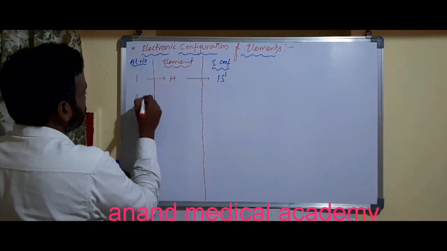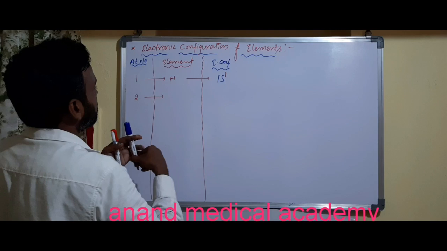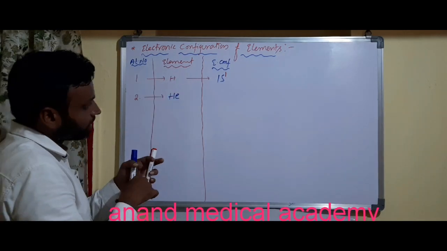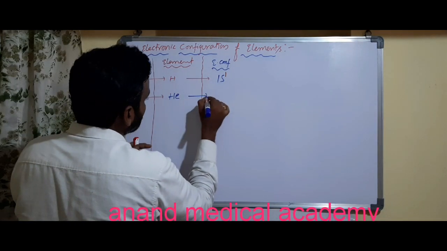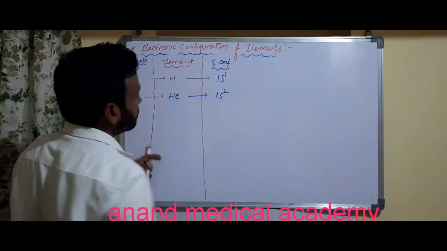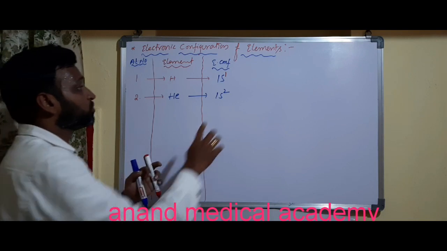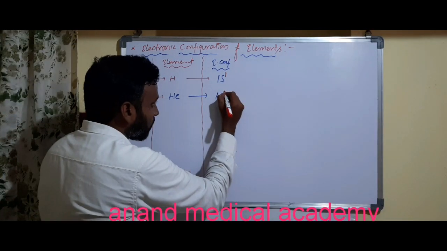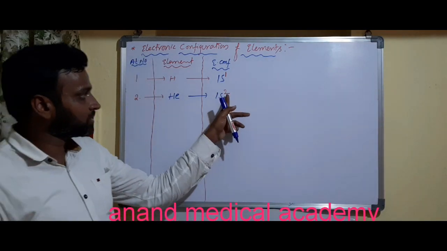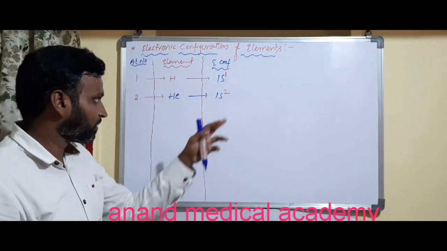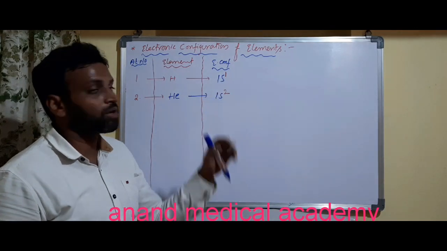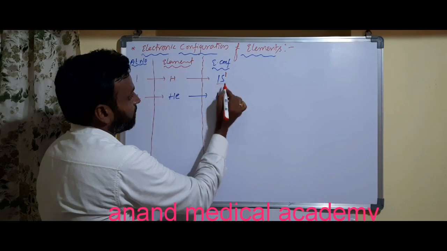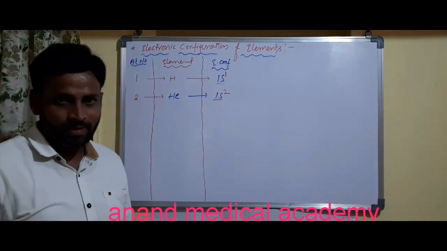Next, atomic number 2. What is 2? Helium. Then what is the configuration? 1s2. Why 1s2 here? Because 1s can have a maximum of how many electrons? 2 electrons. That's why I'm using a different ink here, red color, for the number of electrons. These 2 electrons can be filled in 1s.